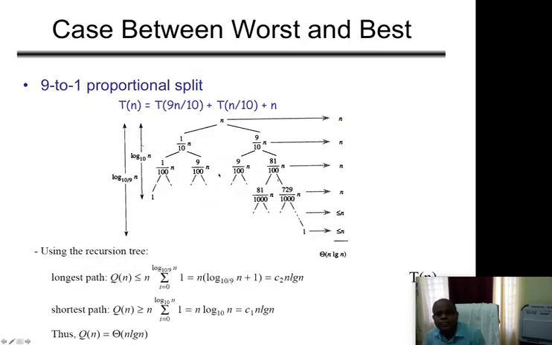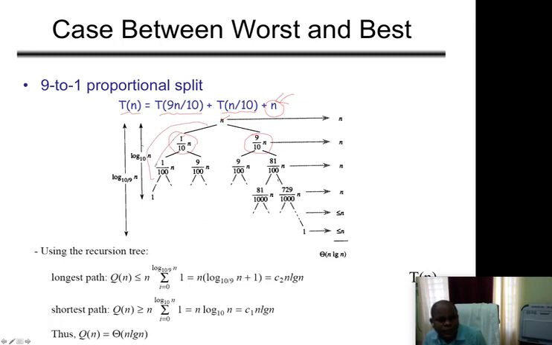Now, if it is not the worst case or not the best case, suppose it is the average case. Suppose it may happen that T(n) will be T(9n/10) + T(n/10) + n. And this n is the time complexity of partitioning. Now, the left will be 1/10 of the array and the right will be 9/10 of the array. In this case, we will go on. Now, you see this part.